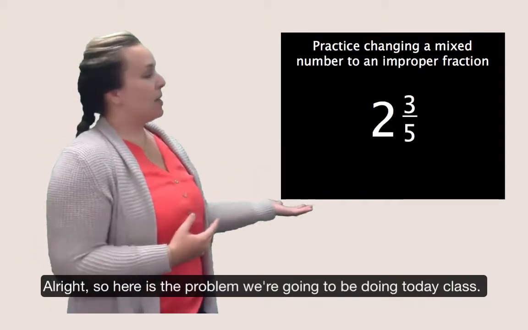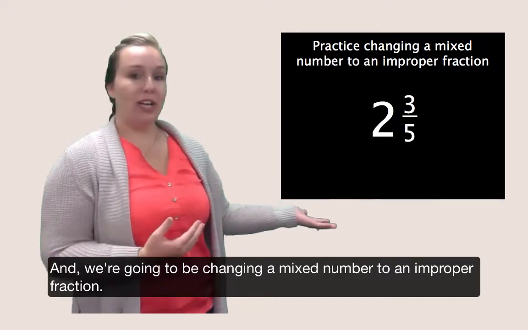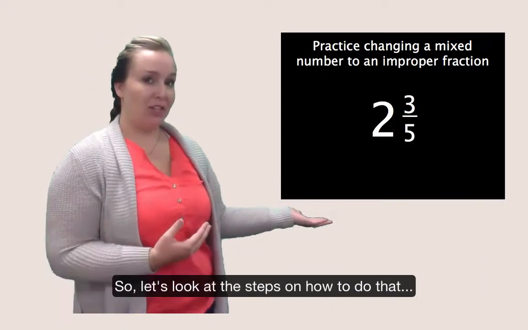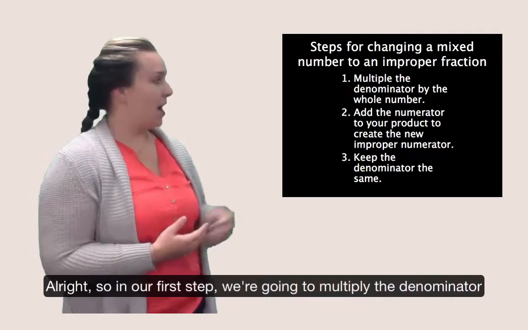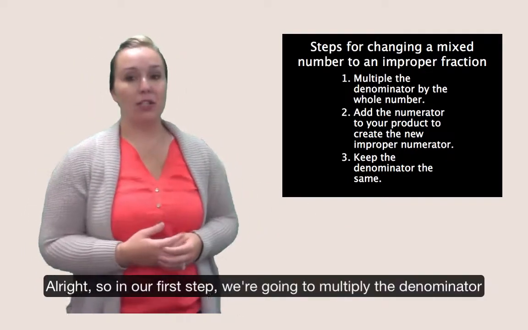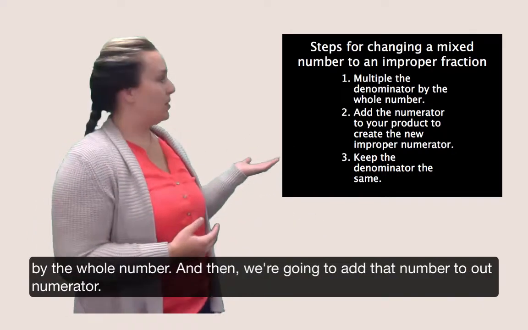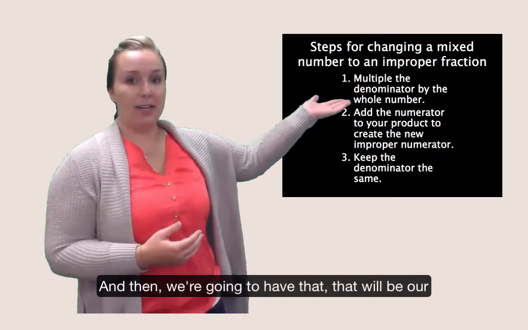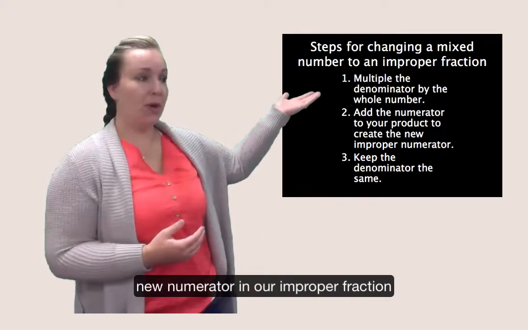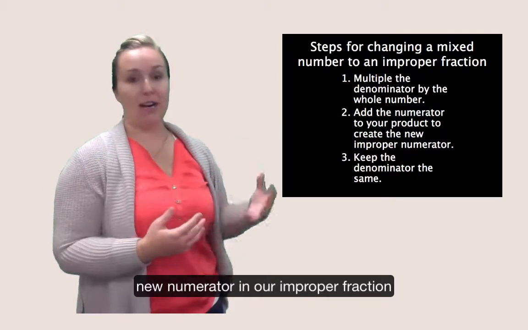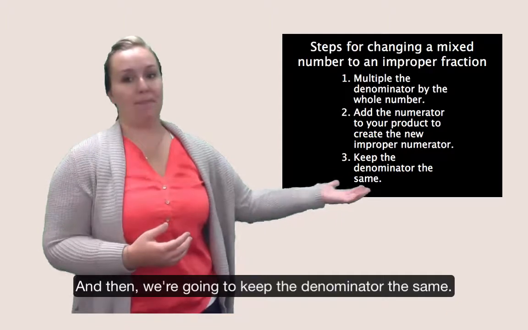Alright, so here's the problem that we're going to be doing today, class. And we're going to be changing a mixed number to an improper fraction. So let's look at the steps on how to do that. Alright, so in our first step, we're going to multiply the denominator by the whole number, and then we're going to add that number to our numerator, and that will be our new numerator in our improper fraction, and then we're going to keep the denominator the same.